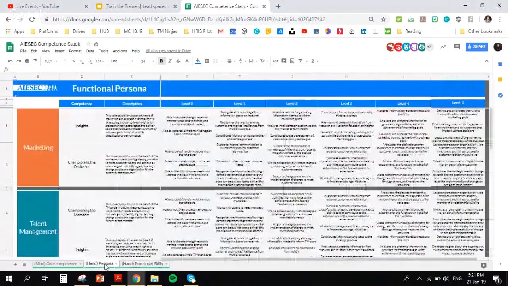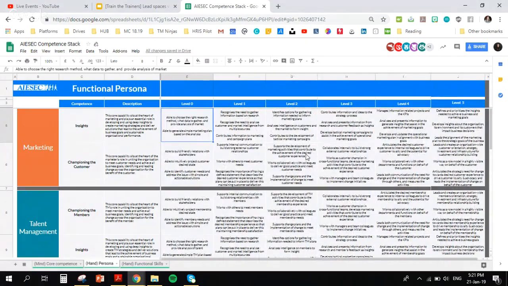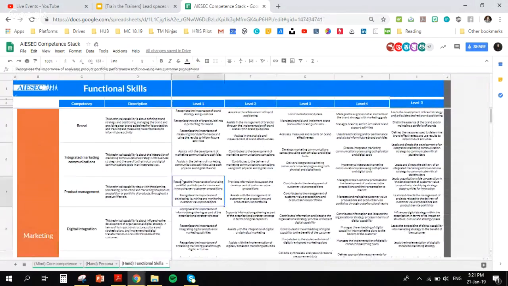So persona is basically what you use when you want to recruit someone, even a new member or someone for a position or role, like when you are selecting your EV, when you're selecting MC, when you're selecting team leaders. This is where you should come. This is the description of the profiles, and the idea is that you try to match the person to any of those squares. And functional skills is basically what you are actually developing through the organization.